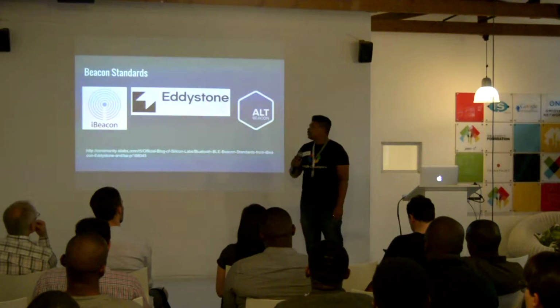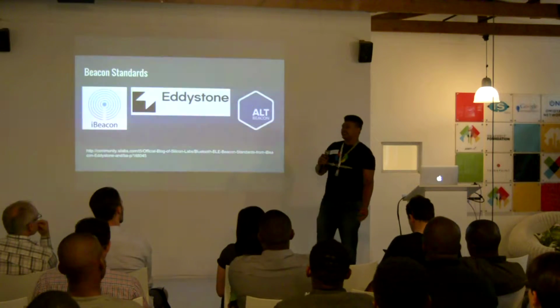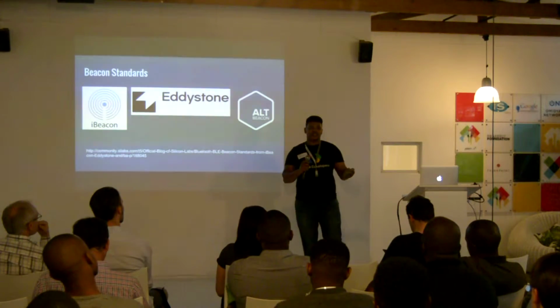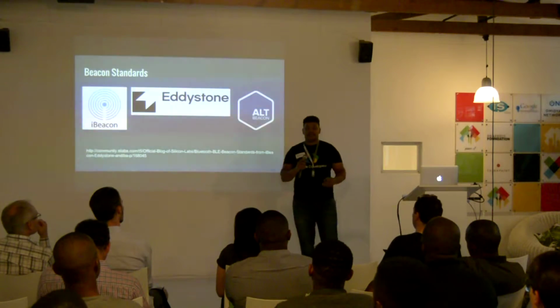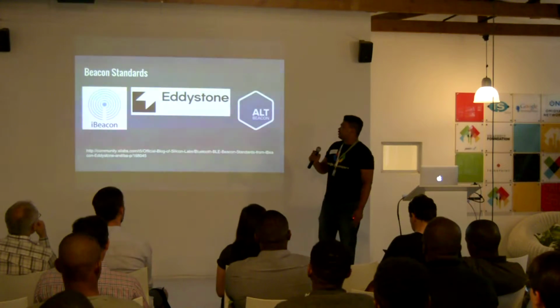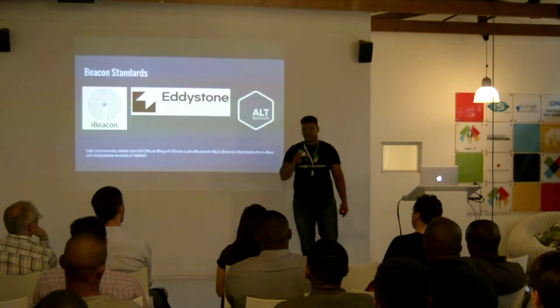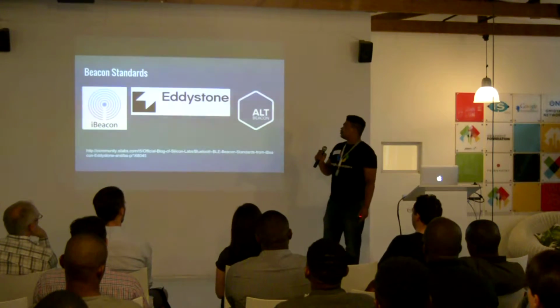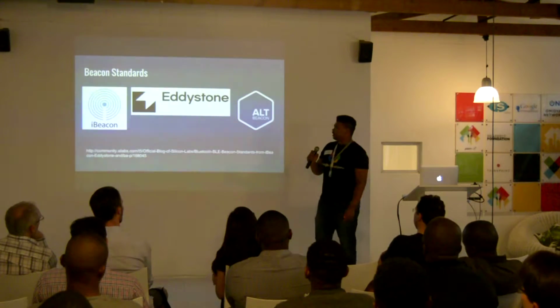Then there's the iBeacon standard, let me explain. The iBeacon standard basically works with a unique identifier, a major and a minor number, and that's how you would identify what beacon that is. The second standard is the Eddystone standard. This is the standard that I'll be focusing on this evening, and that's Google's standard for us to interact with beacons.